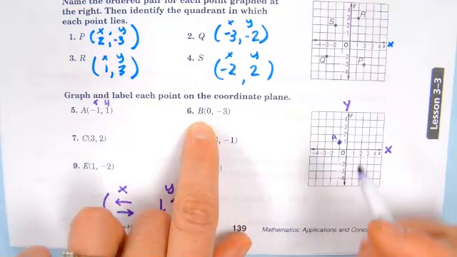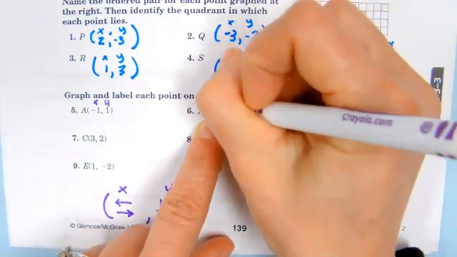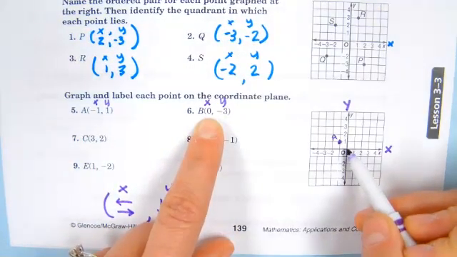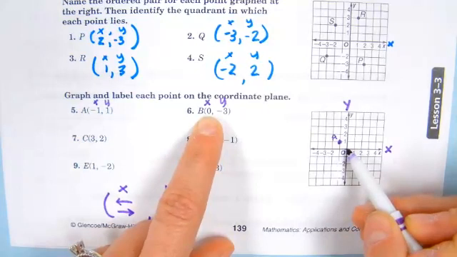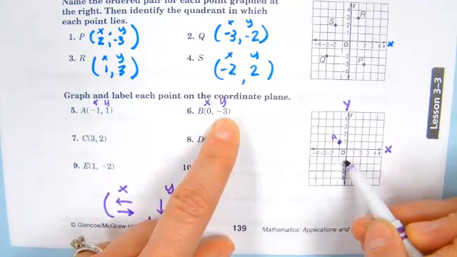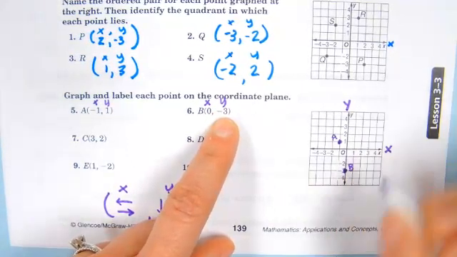Let's do 6. And this is one of the ones that throws kids off, right? So the x-axis is 0, so that means we don't move left or right at all. We're staying at 0 on the x-axis. And then the y, we're going to go down to -3 and put our dot. And we're going to label it B.